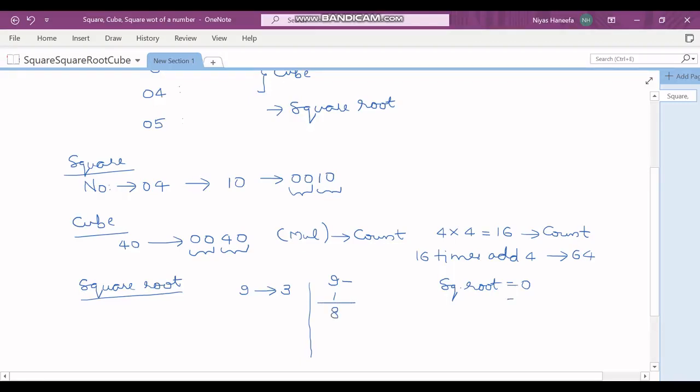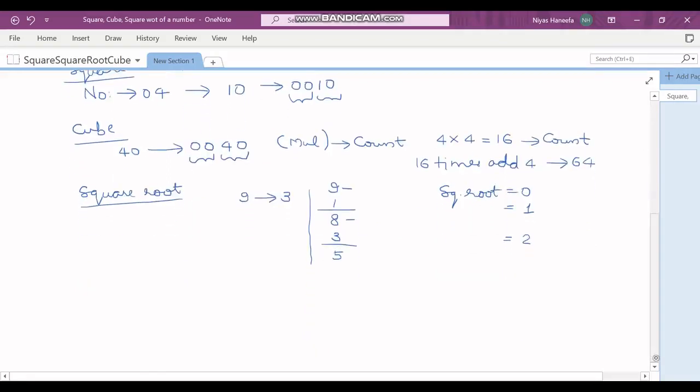So square root becomes 1 because we have performed one subtraction. 8 minus 3 becomes 5, the square root becomes 2 because we have performed the second subtraction, and the result has not become 0. Then 5 minus 5 will be equal to 0, so the square root becomes 3 and the result has become 0.